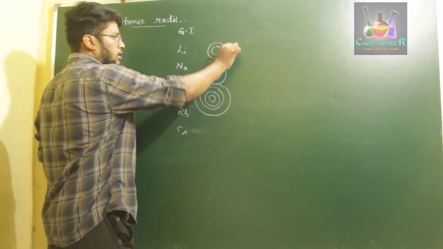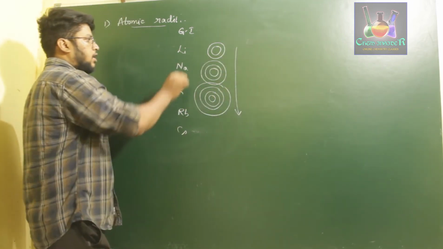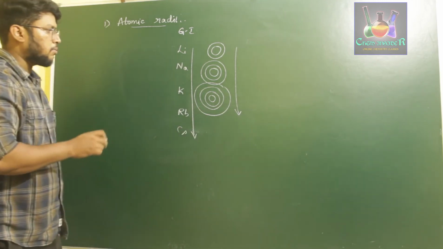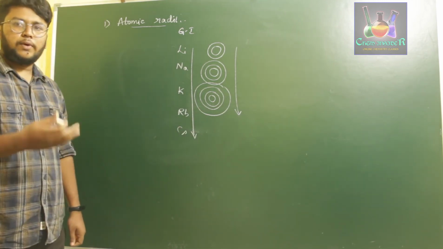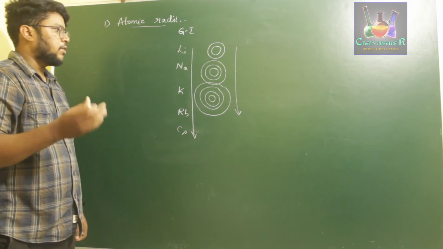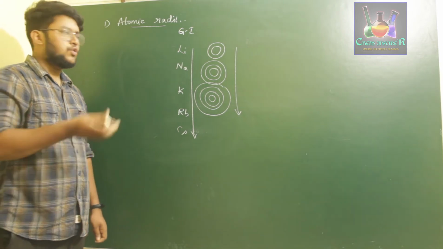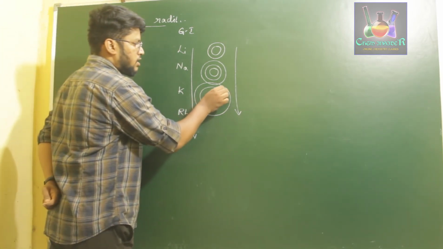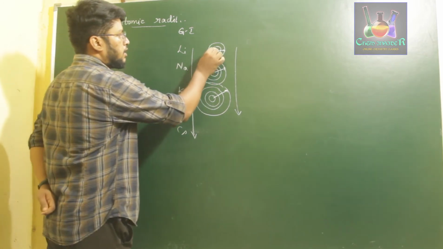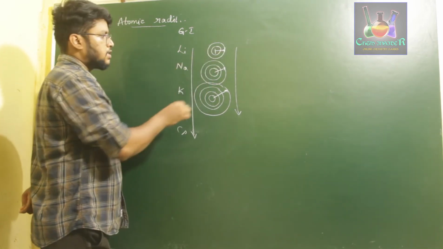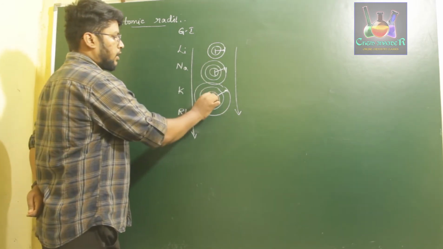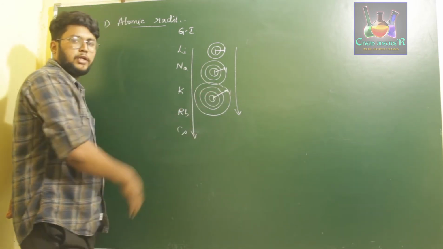If you observe carefully, as we increase the atomic number down the group, the new electron will be entering a new shell, which results in an increase in the atomic radii. If this is just two shells, there is one more shell in the case of sodium and one more in potassium, and similarly for rubidium and cesium.